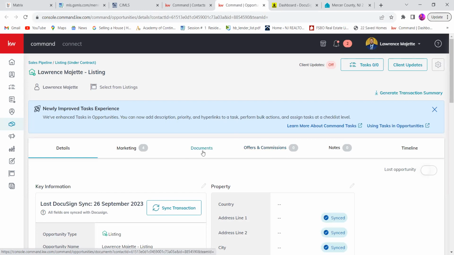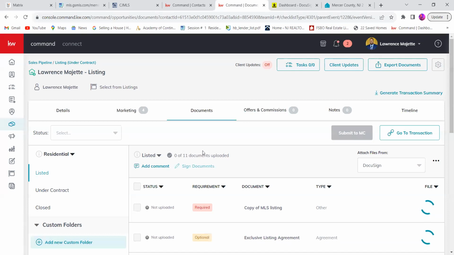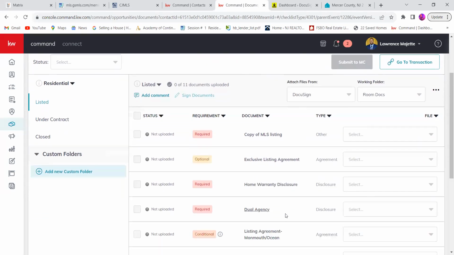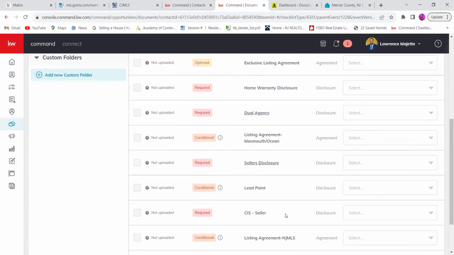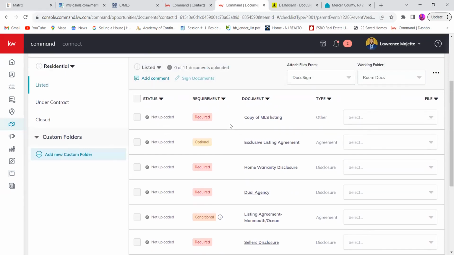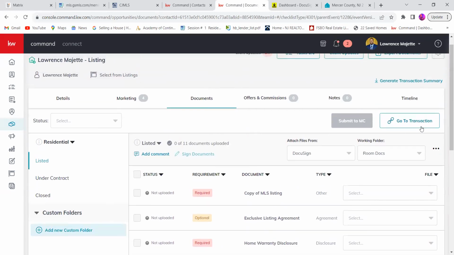So then we go to documents, right? I'm going to look at everything that we possibly need here, and we're going to see all the documents that we need. Dual agency, copy of MLS, and then we're going to go to transaction. That's okay. I'll close this one.